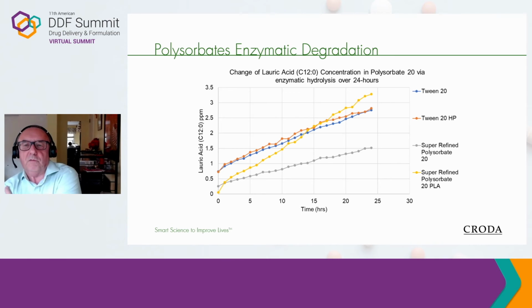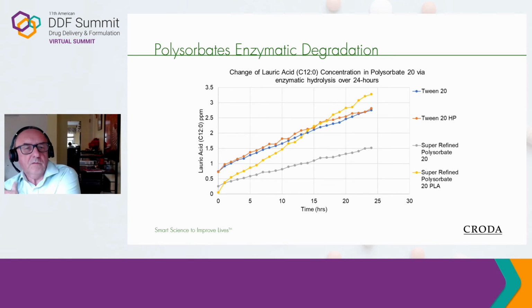Going back to polysorbate 20, we're just showing a graph here showing the liberation of the lauric fatty acids from various polysorbate 20 grades. Here we can see that the superrefined grades start with low levels of free fatty acids, as these are removed by the superrefining process. However, once the lipase is added, the fatty acids are liberated, and we can see that the rate is the same for all grades. But in the case of the superrefined material, it's starting from a much lower point.